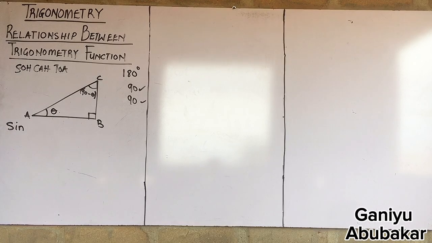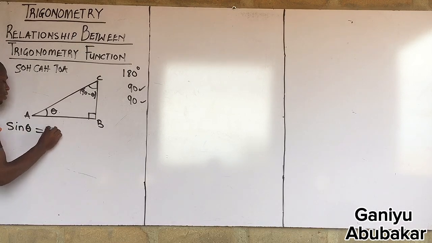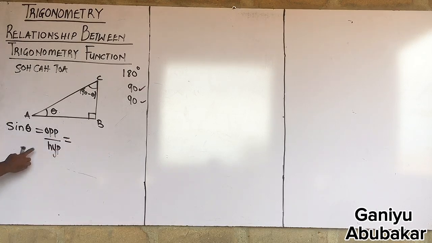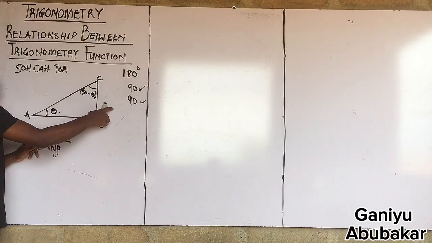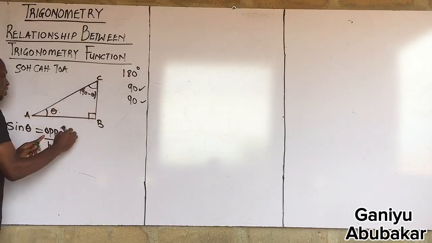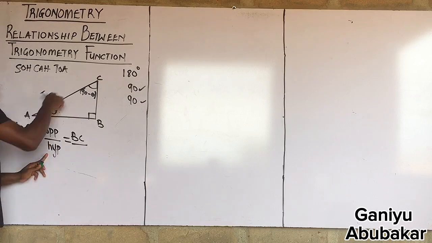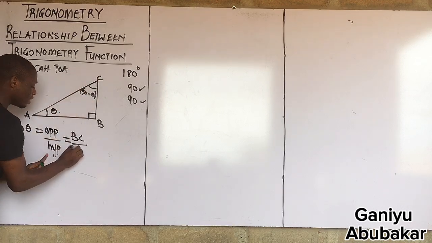Let's start with sine. We're having sine theta here. So sine theta is equal to what? Opposite over hypotenuse. At this point, what's my opposite? We said anywhere the angle is facing is the opposite. So that's BC. BC is my opposite, all over the hypotenuse, which is the longest side. That's AC.